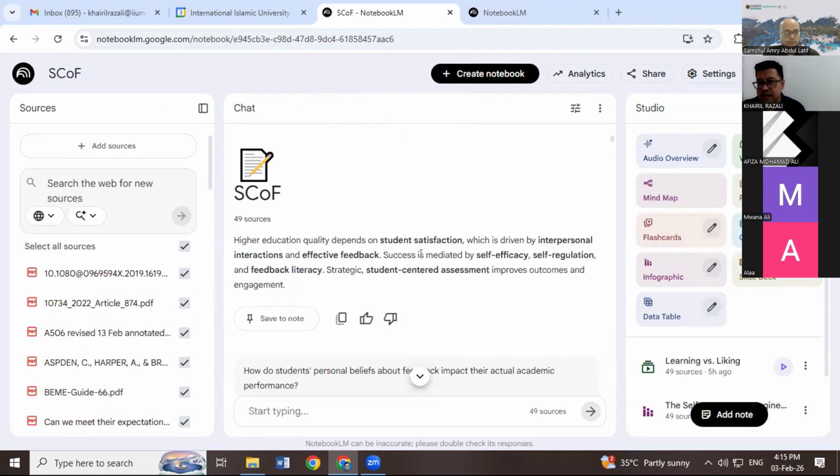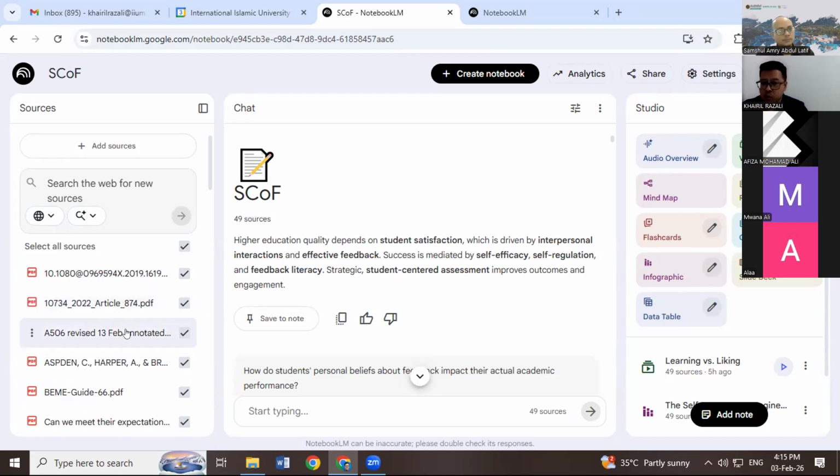This is something that I have done previously with my final year student. I have uploaded 49 papers for this one. This one is the SCOF, the Student Conceptions of Feedback. This is my research area as well. If you look into this, on the left side you can see all the papers that you have uploaded. And remember, I told you just now, you can upload up to 50 PDFs, 50 papers.